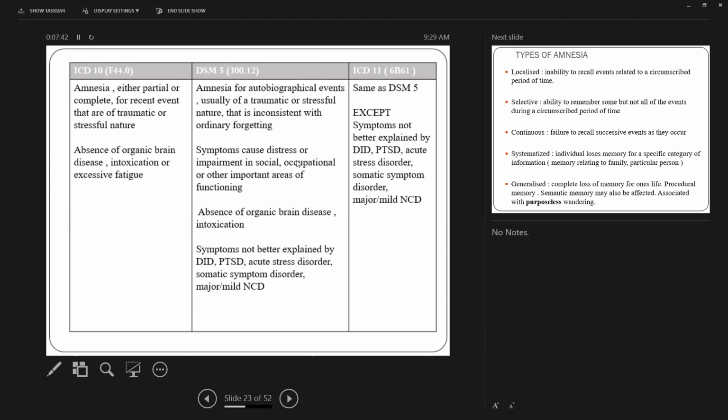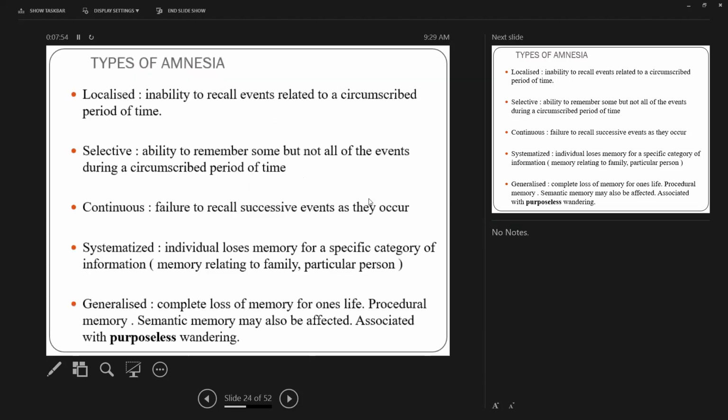The symptoms cause distress or impairment in social, occupational, and other important areas of functioning. There should not be any organic brain disease. And in ICD-11, the criteria is the same as DSM-5.